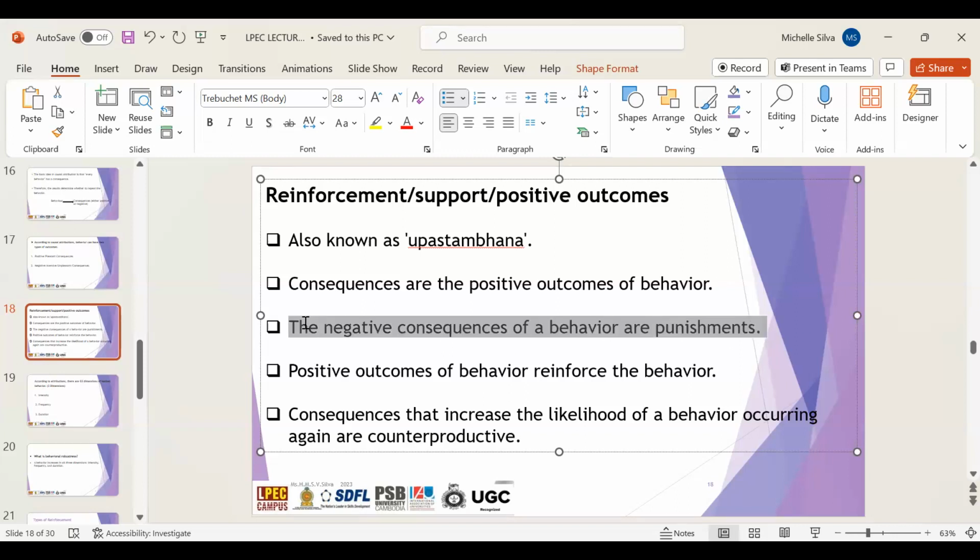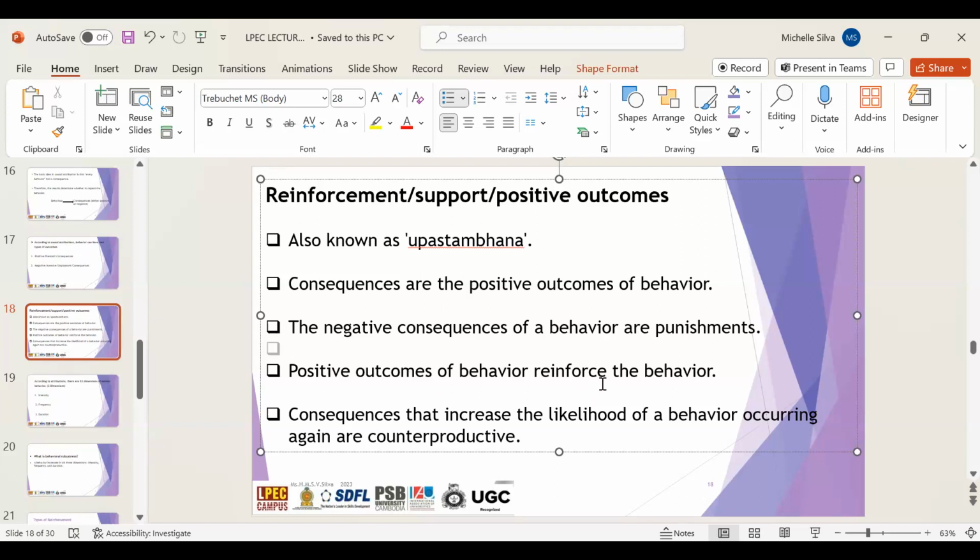The positive consequences of a behavior are reinforcement. Both punishment and reinforcement can be positive and negative. Okay, I'll teach you. Don't worry, don't mix up. Anyhow, right now try to understand that for each and every behavior there is a consequence. This consequence can be either positive or negative. Positive consequences happen because of reinforcement. The negative consequences happen because of punishment. Don't worry, I'll explain.